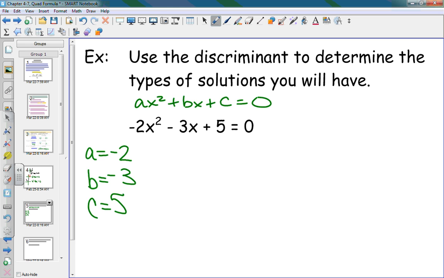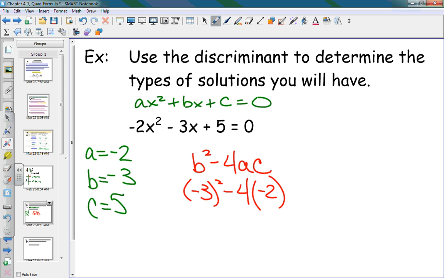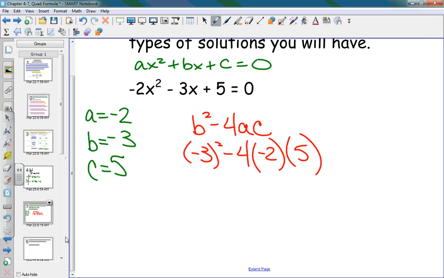Now that I have a, b, and c, I'm simply going to use the discriminant. The discriminant is b squared minus 4ac. B squared in this case is negative 3 squared. A is negative 2, and c is 5. Negative 3 times negative 3 is 9. A negative times a negative makes it a positive. 4 times 2 is 8, times 5 is 40. So 9 plus 40 is 49.